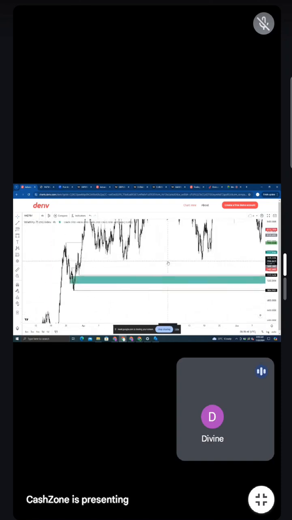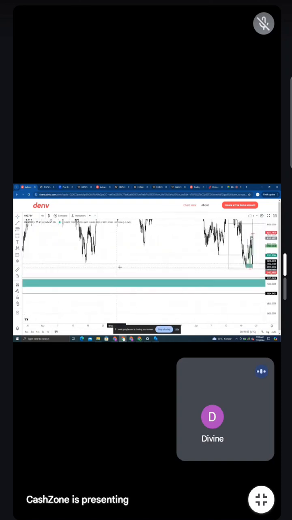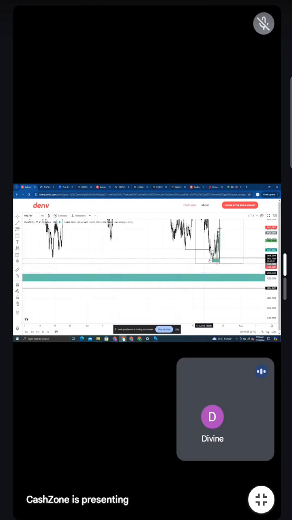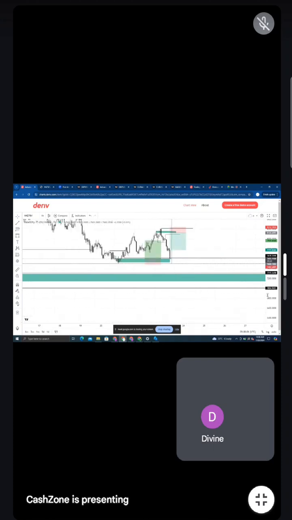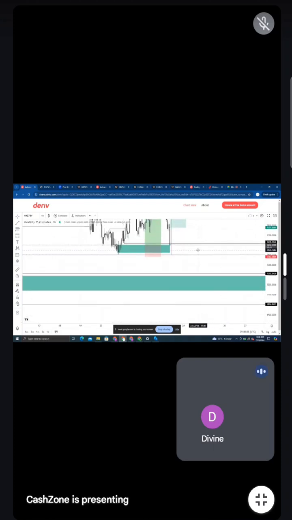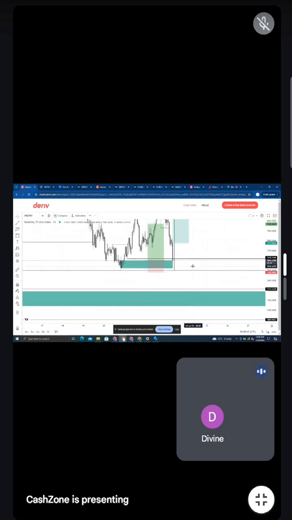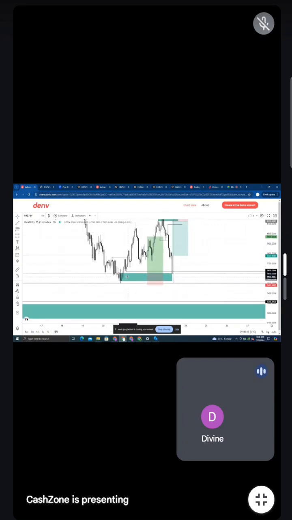So that is the buy I'm expecting from the 4 hours. If my buy zone fails to hold, alright. From the 1 hour, it has tapped in already. So let's wait and see if price is going to react.